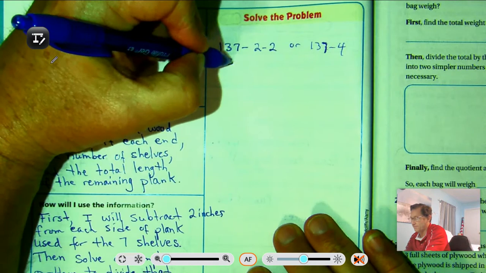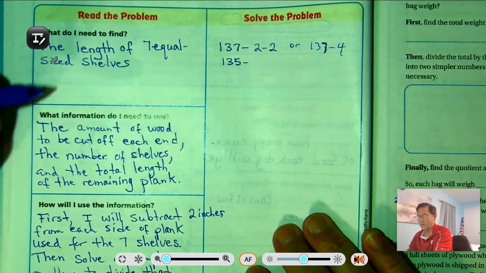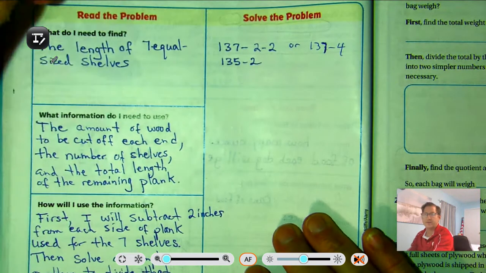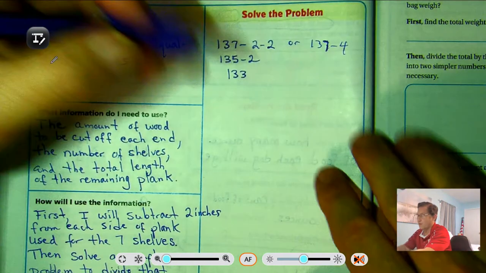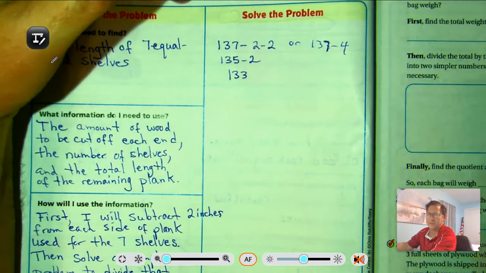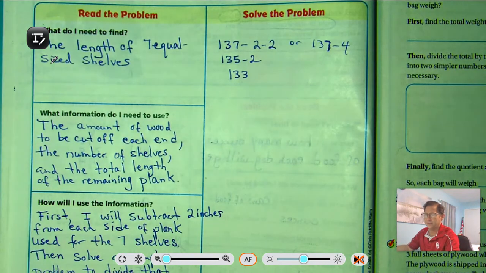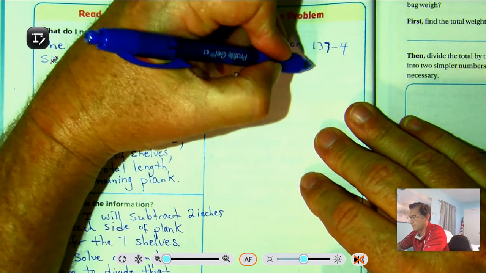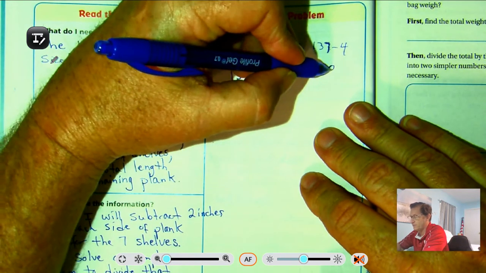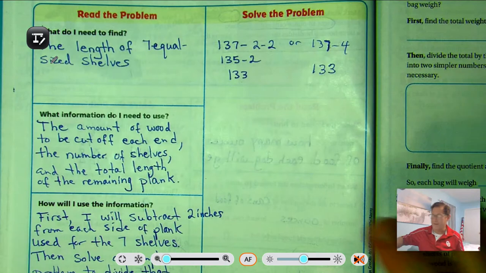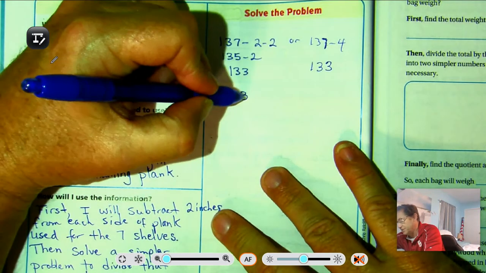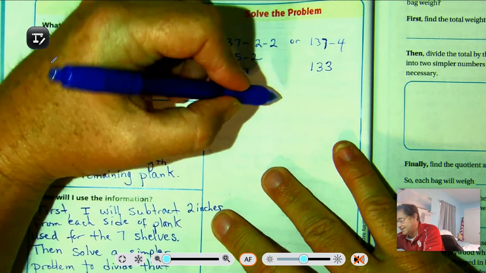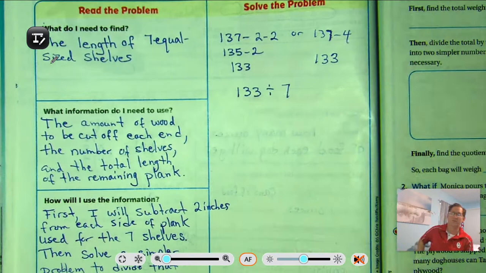So if I cut off 2 inches off one side, now I'm at 135, and I still have to cut off 2 inches from the other side, I'd be at 133. Or if I just say, okay, well, if there's 2 inches on this side and 2 inches on this side, that's a total 4 inches. So 137 take away 4, no matter what, I'm still at 133. All right, so the length of our board is 133 inches. I need to then make 7 shelves out of that.